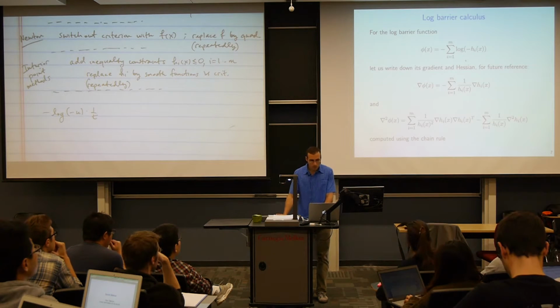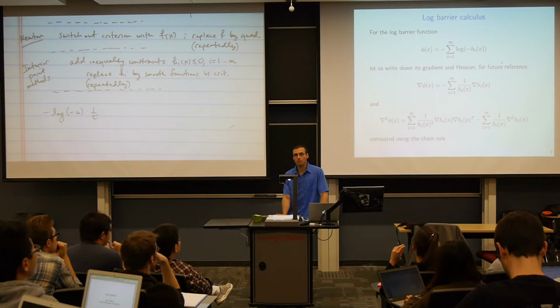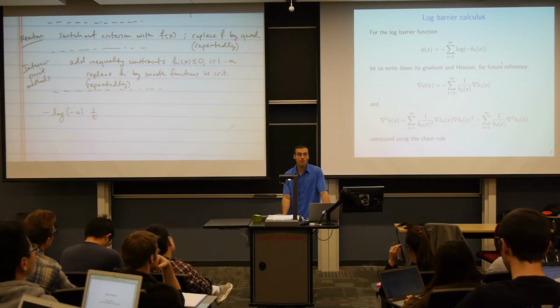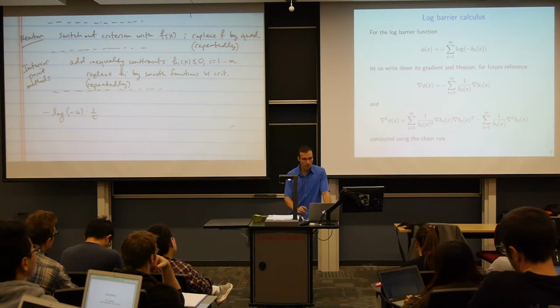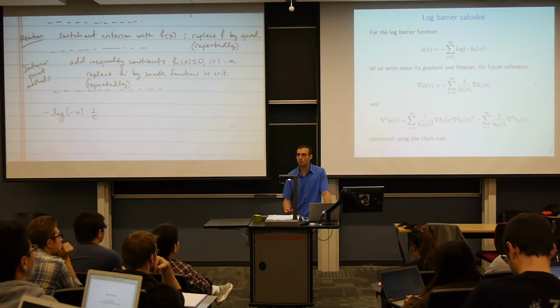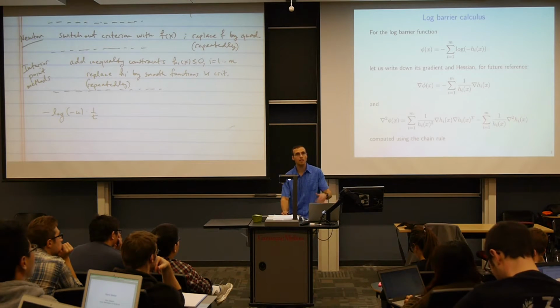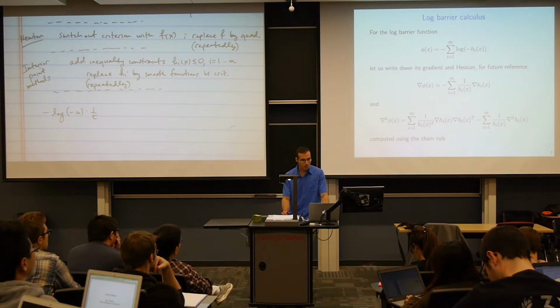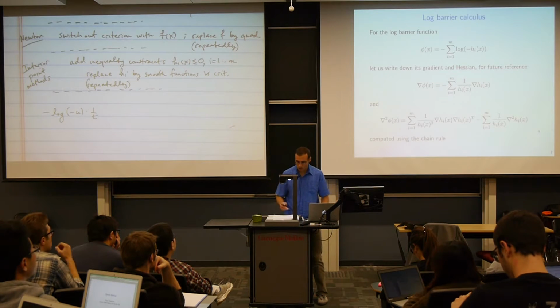This log barrier function is a function that goes from R^n to R. So x is our optimization variable, generically n-dimensional. We're going to want to write down its gradient and its Hessian for when we apply Newton's method to the criterion that approximates the indicator function by this barrier term. I've just given you the answers. They come from just using the chain rule.